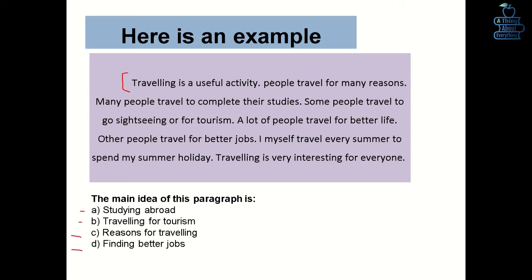Traveling is a useful activity. People travel for many reasons. Nice. This is the beginning. The last sentence: traveling is very interesting for everyone. Nice. So easily you can find out that the text is talking about the reasons for traveling, and this is the main idea of this text, and that's it.